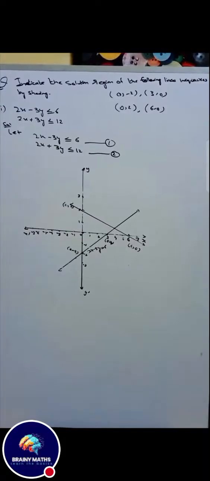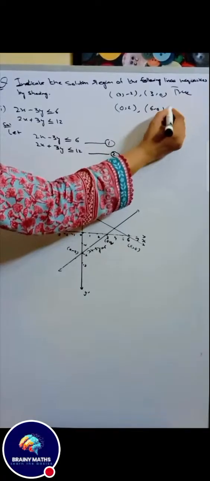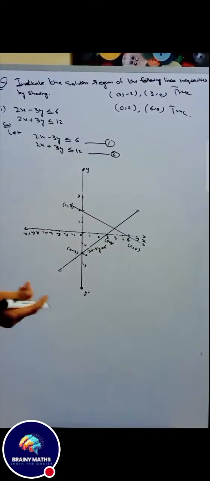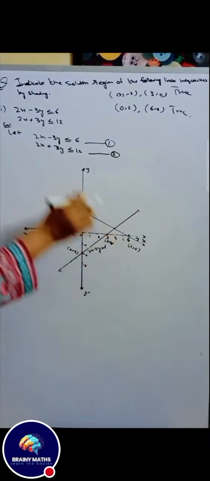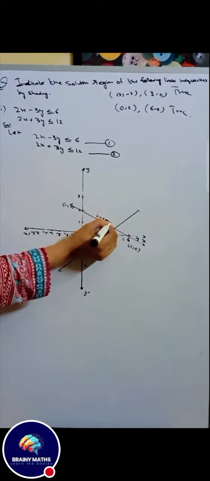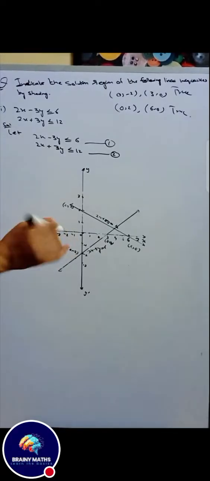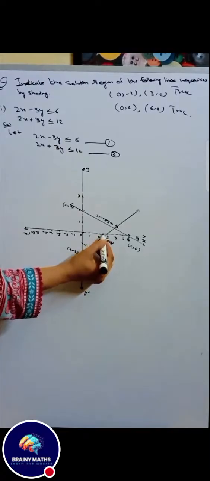So, as you know, the first inequality was true, and the next was also true, and true means towards the origin. Alright? Towards the origin. So the first line is 2x - 3y = 6, and the next line is 2x + 3y = 12. You got it? Now by taking a shaded pencil, or you can use a simple pencil, you just shade it.